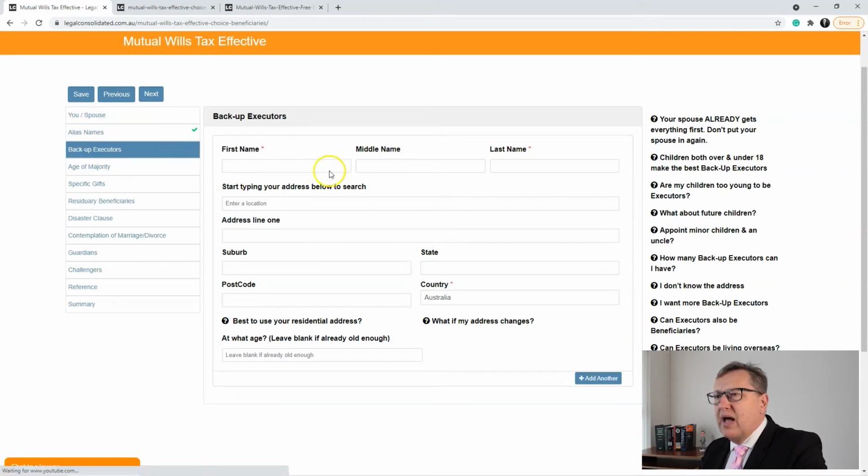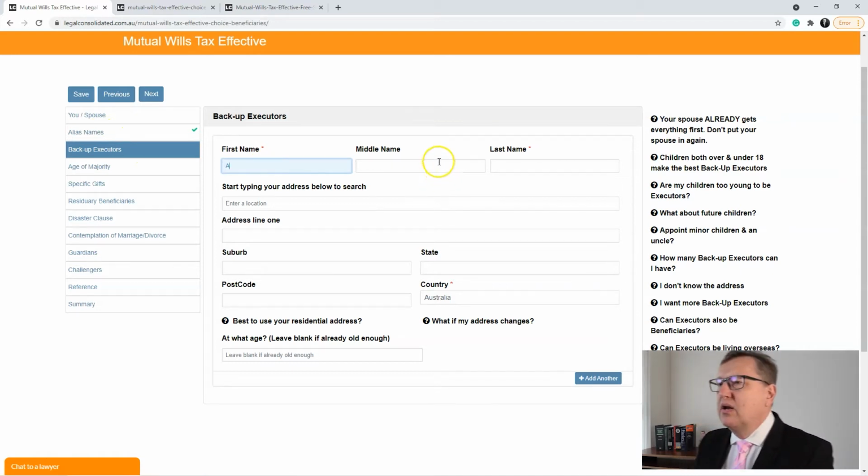So we had the backup executors. So after mum and dad died, the backup executors would be child 1, child 2, and child 3. Sorry, in your case, the alcoholic child will not be an executor. And that's a fine decision to make. I'm not displeased with that decision.